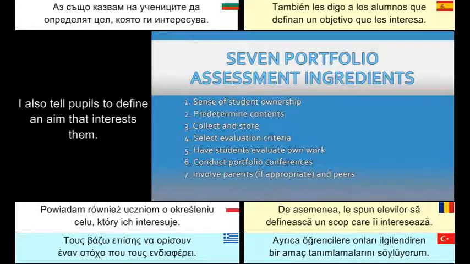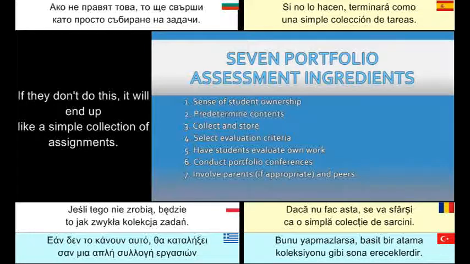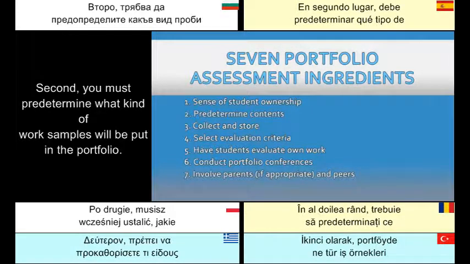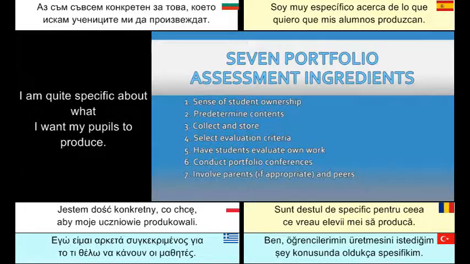In my assessment class, I have students define a curricular aim that embodies their context. Many portfolios don't do this, and it ends up feeling a lot more like a collection of assignments. You really want to try to avoid that. Second, you want to predetermine what kinds of work samples will end up in the portfolio. In my case, I'm really quite specific about what I want students to produce in their wikifolios.